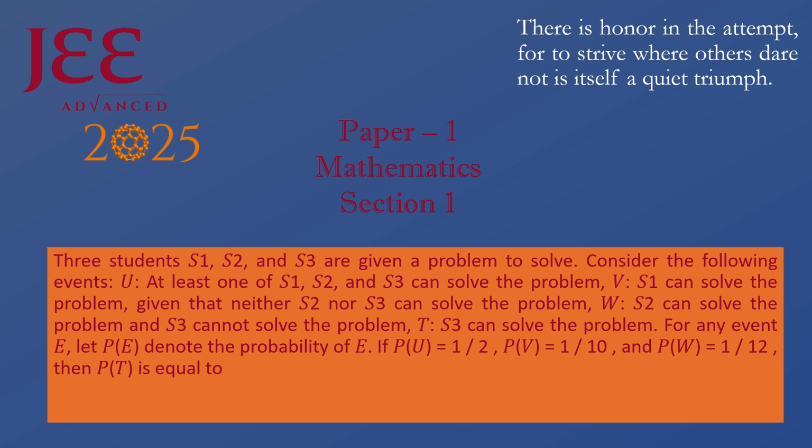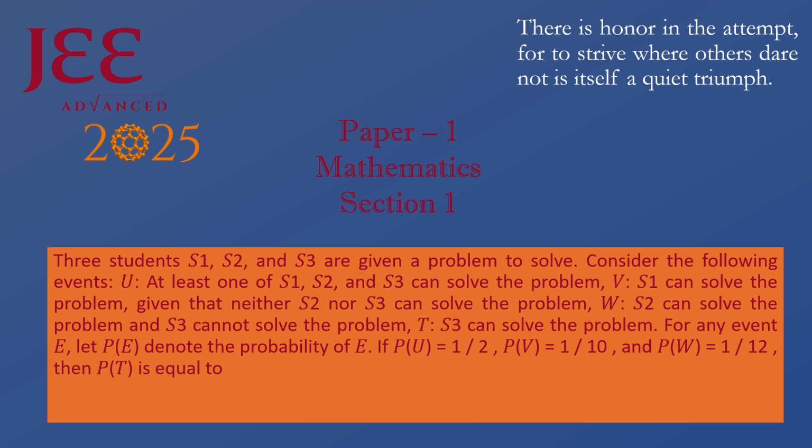Here's the question. 3 students, S1, S2, and S3, are given a problem to solve. Consider the following events. U: at least one of S1, S2, and S3 can solve the problem. V: S1 can solve the problem, given that neither S2 nor S3 can solve the problem. W: S2 can solve the problem and S3 cannot solve the problem. T: S3 can solve the problem.